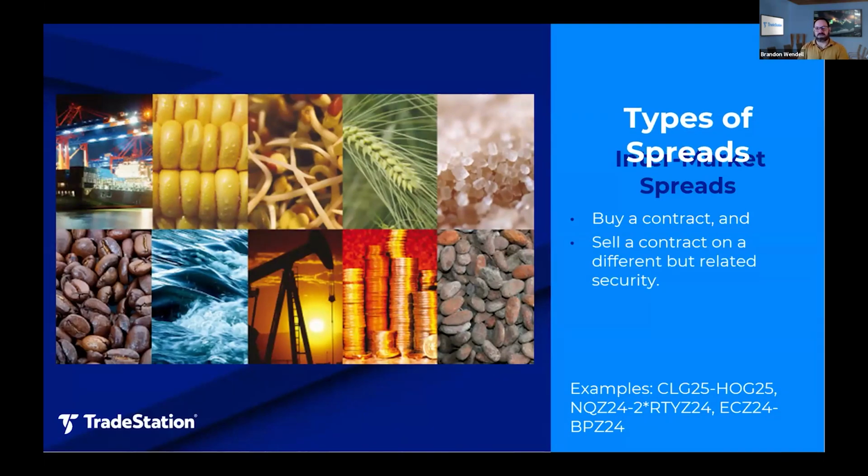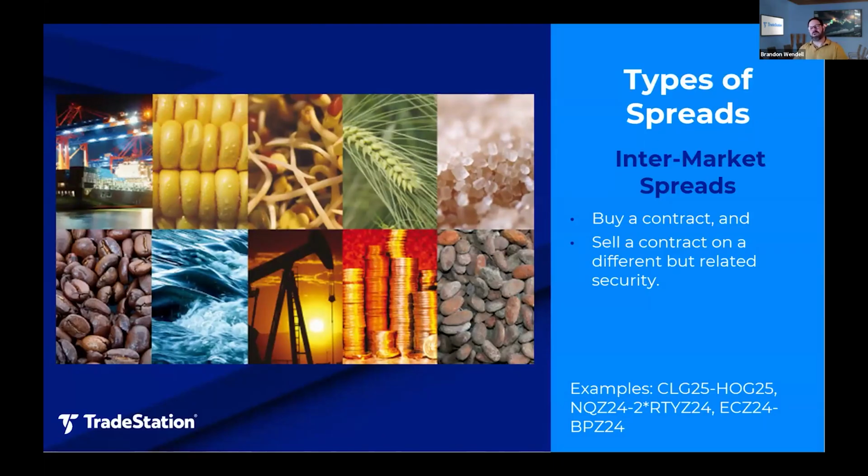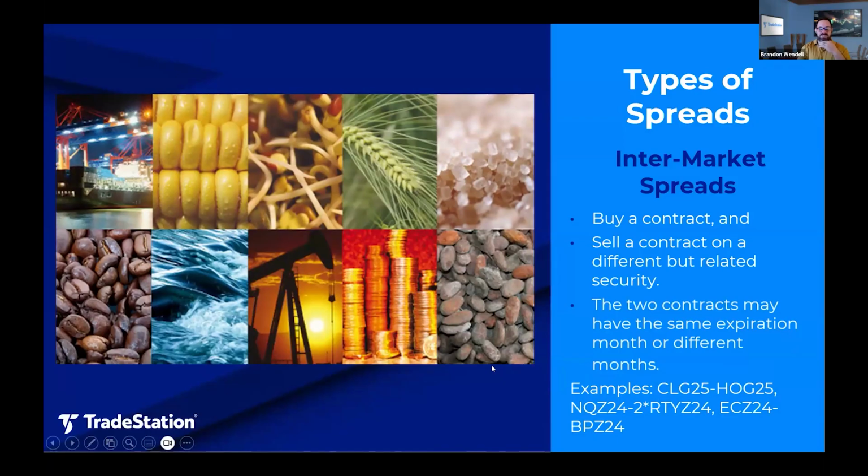But again, continuing with the types of spreads, we have what are called intermarket spreads. Basically, in an intermarket spread, you are buying a contract and then selling a related security's contract, not the same one, but a different security. They don't even have to be the same months. They can be separate months as well. Often they are the same months, but not always.